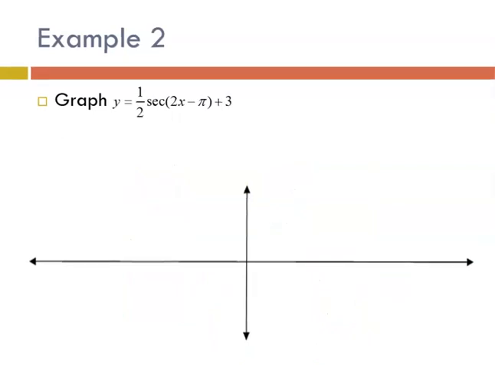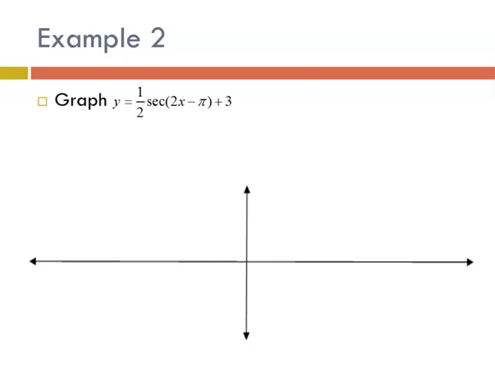All right, take a look at example 2. We have graph y equals 1/2 secant of 2x minus pi plus 3. Okay, now the first thing you're going to have to do, just like you did with your sine and cosine functions when you dealt with transformations, is make sure that inside that secant function you have it in the correct form. Correct form meaning that you have a b value that has been factored out. So here, we are going to factor out the 2 and then deal with just x minus pi over 2.